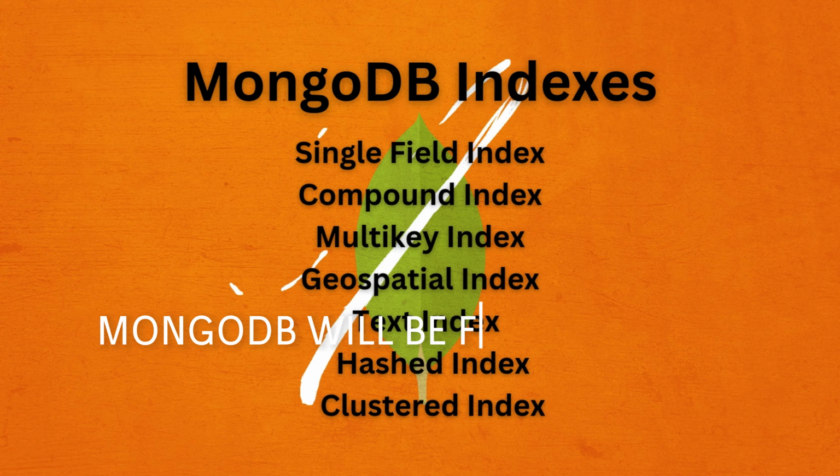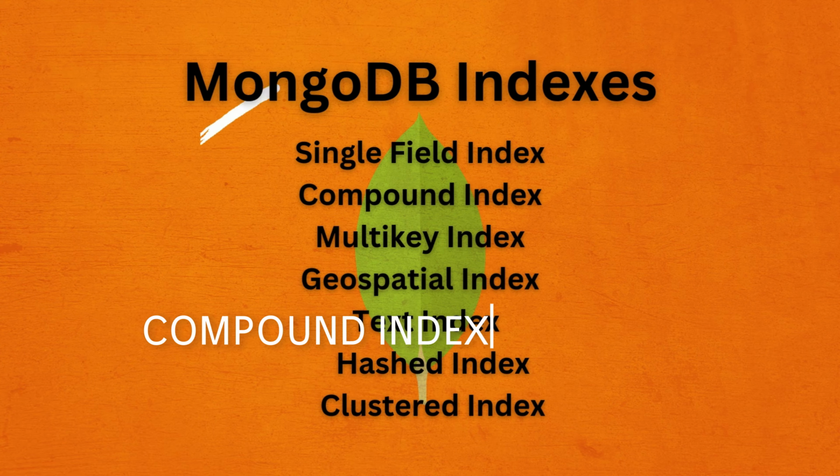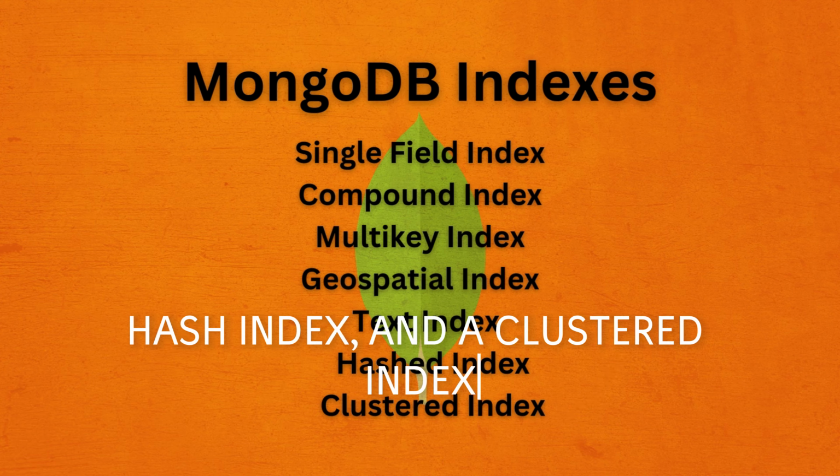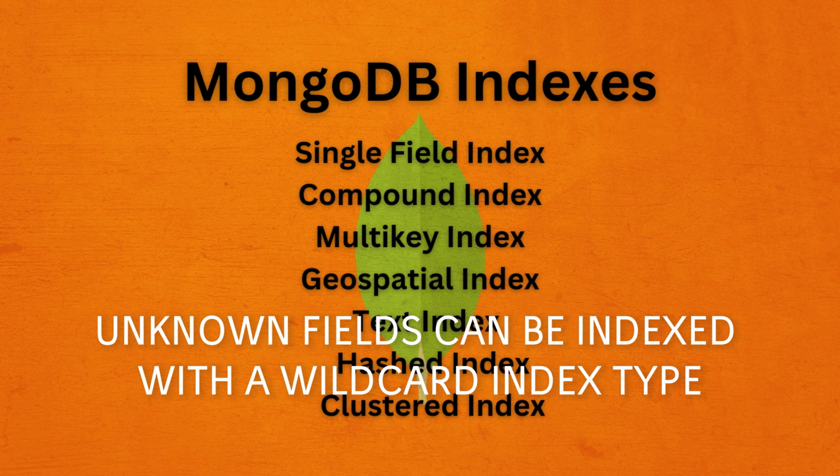Users of MongoDB will be familiar with a single field index, compound index, multi-key index, geospatial index, text index, hashed index, and a clustered index. Unknown fields can be indexed with a wildcard index type.